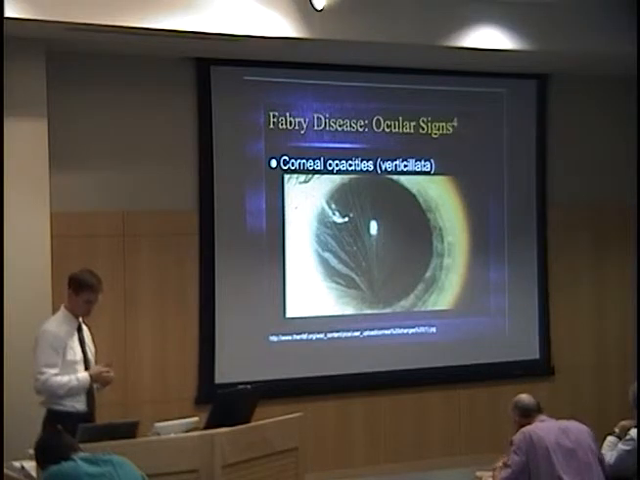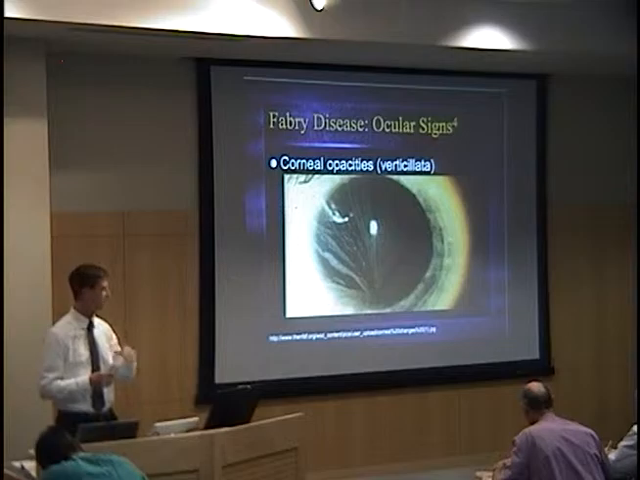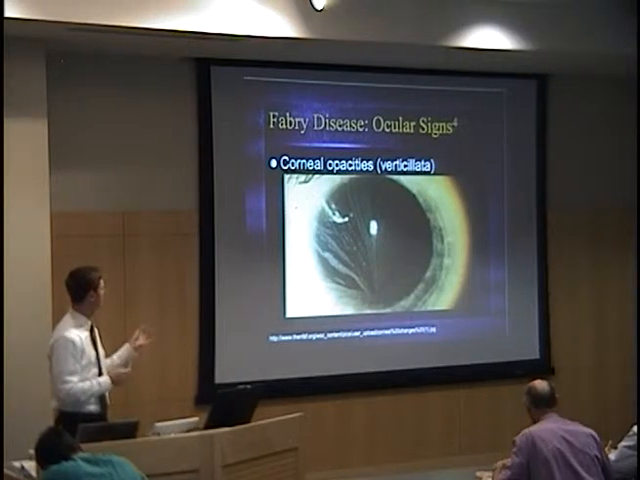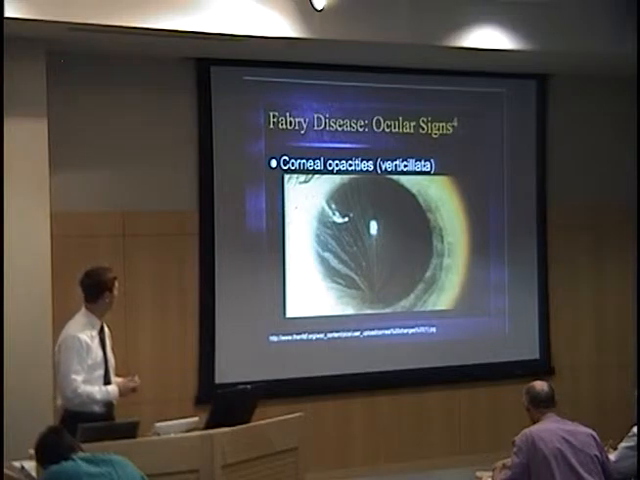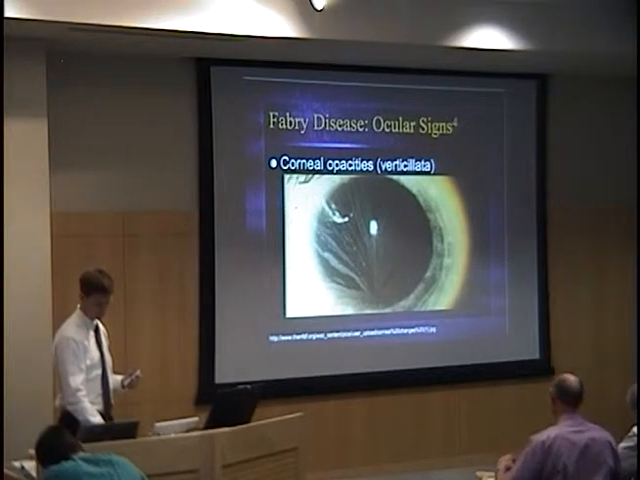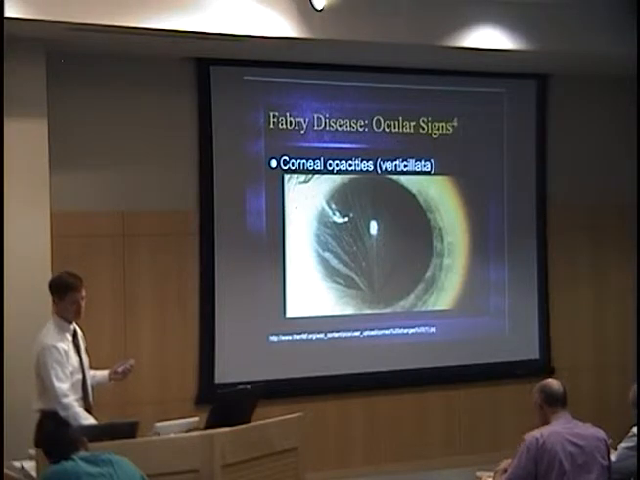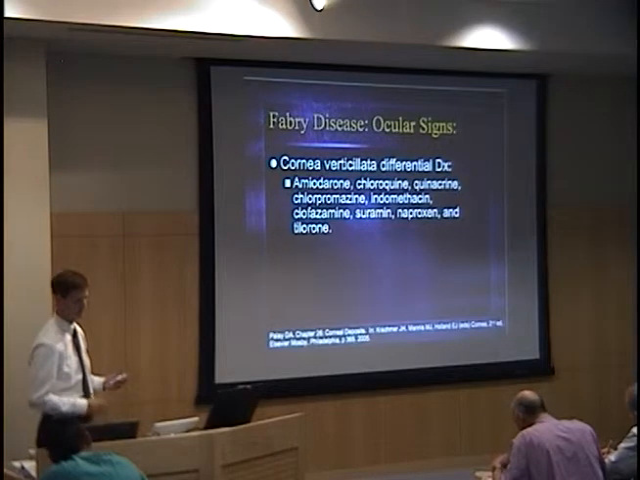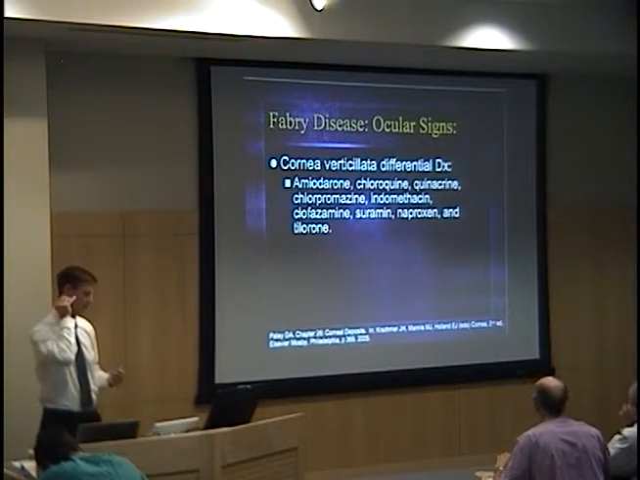The whorl generally centers just below the axis of vision and spirals until it's linear as you move outward. This is actually a very common finding. It's seen in between 70 and 90% of patients with Fabry disease. However, it's not completely specific.